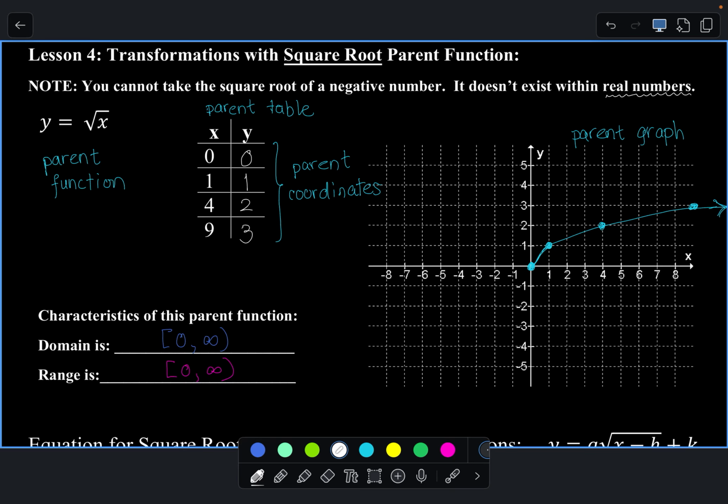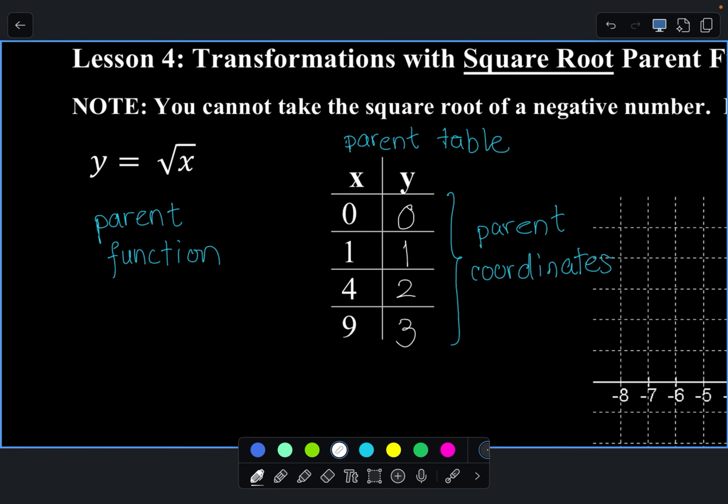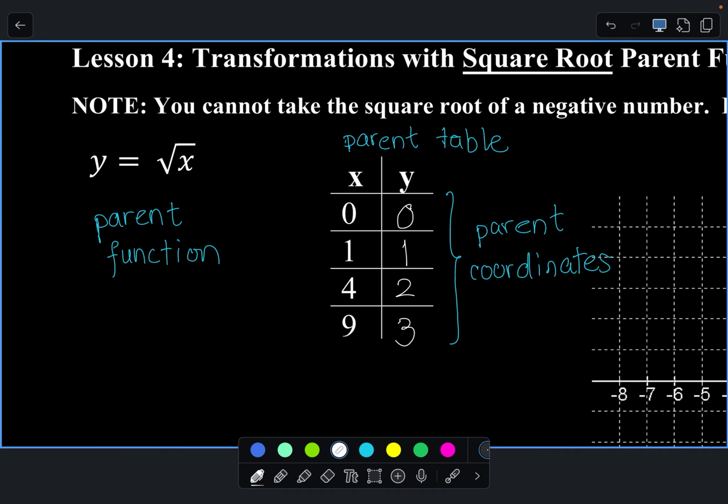For now, consider the equation y equals the square root of x. This is our parent function. And if we were to plug in a 0 for x, we would get the square root of 0, which is 0. The square root of 1 is 1. The square root of 4 is 2. And the square root of 9 is 3. Which is why we chose perfect squares. Nick had said in class that these are perfect squares.